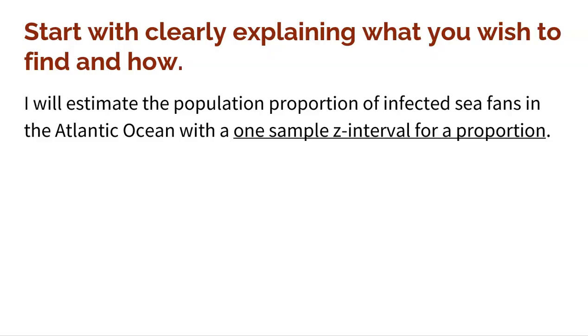All right, step 1, not fancy here, but it is pretty simple. You're identifying what you're trying to find and how you're going to find it. So I will estimate the population proportion of infected sea fans in the Atlantic Ocean with a 1 sample z interval for a proportion. So tell me what it is you're trying to find and use specifics, proportion of infected sea fans in the Atlantic Ocean, and you're going to do that with a 1 sample z interval.